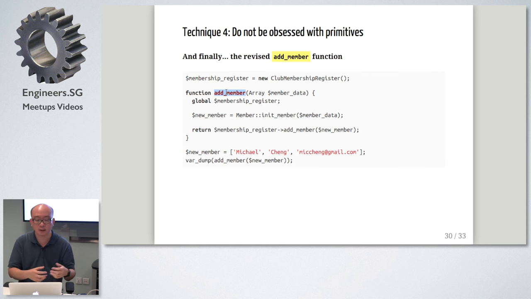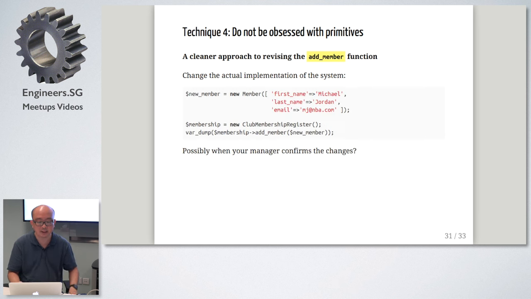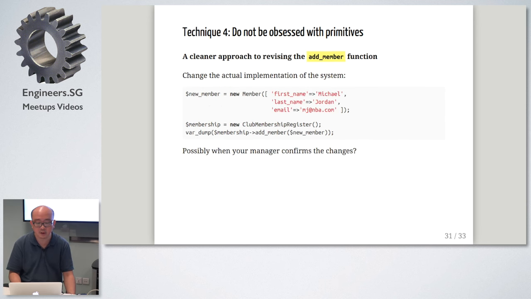So when you're moving away from procedural code, hopefully this is a suggested way you can learn. A cleaner approach would have been to revise the add member function altogether. Instead of using the function here, let's change the API altogether. The API shouldn't be using this anymore. It should just be called using objects directly. So this is if you have the opportunity to change the implementation. But if you don't, then the previous example would be a good way to move forward. Possibly when your manager confirms the change, then you can actually change this code.